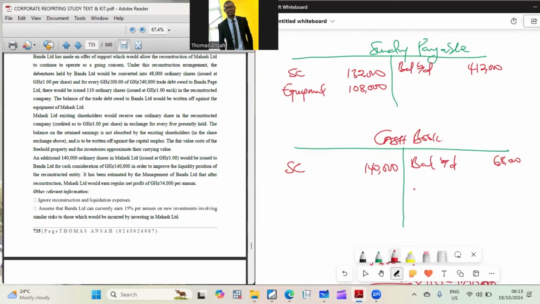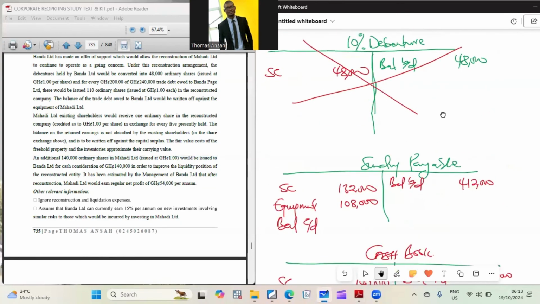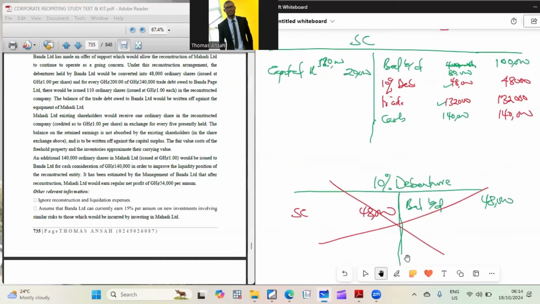So what will be the balance carried down here? So that we close it out. What will be the balance carried down here? Close it out. I think that's all. This one is gone. What will be the balance carried down here? Get it for us.